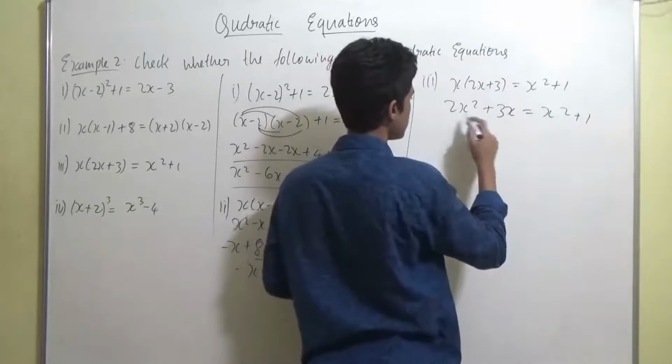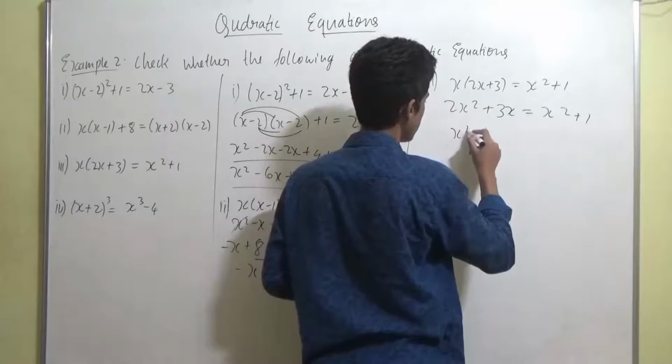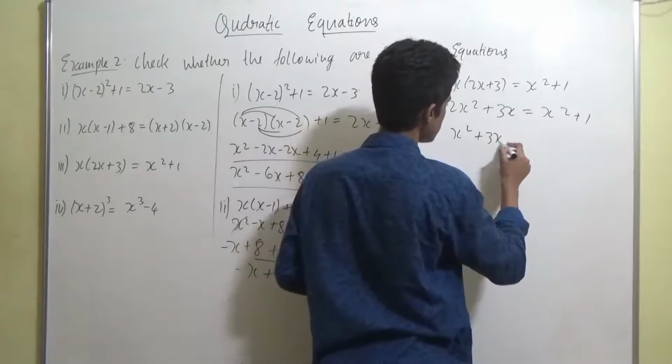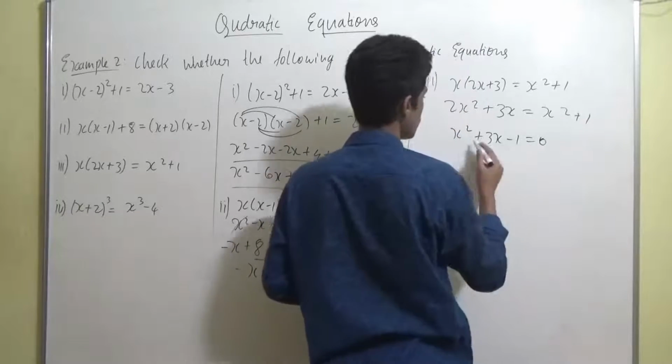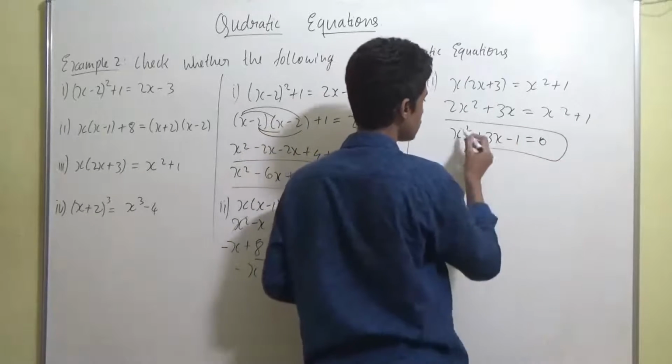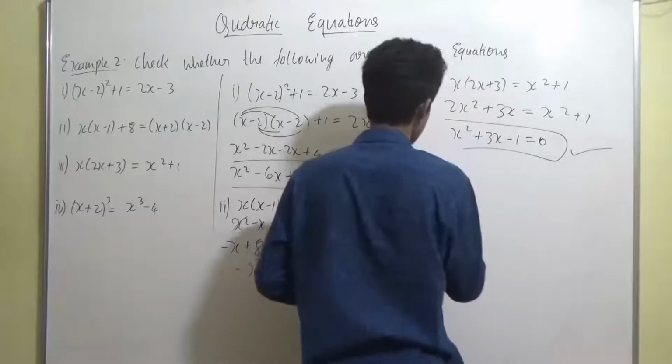Now I'll bring x square this side. It will become 2x square minus x square. So x square will be remaining plus 3x minus 1 equal to 0. So plus 1, when it comes here, becomes minus 1. So hence it is a quadratic equation guys, because the highest power in this equation is 2. So it's a quadratic equation.